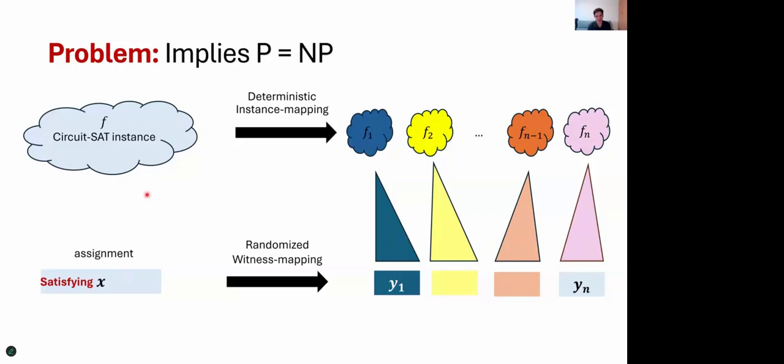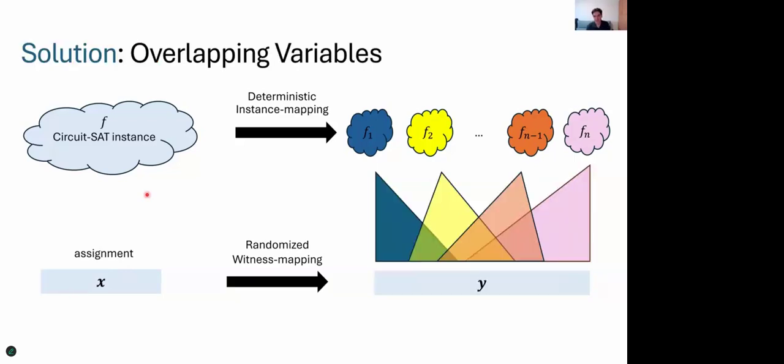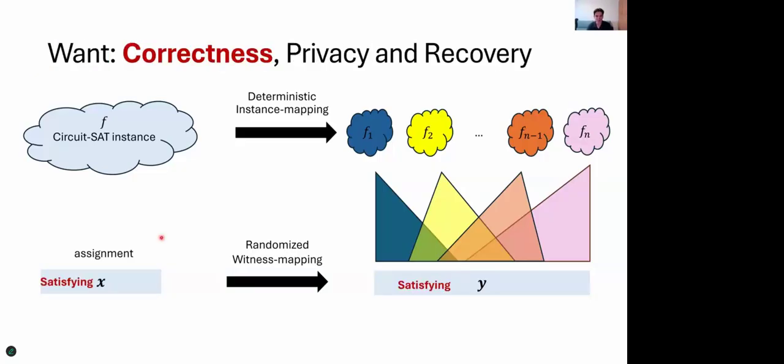So we have to change the definition to slightly relax it, and the idea is to introduce some correlation between these Fi's. So we cannot require Fi's that are independent. We want some correlation. The correlation is going to be achieved by requiring overlap between these variables. So we're going to have one set of joint variables, y1 up to ym, and each of these statements or circuits is going to look at some of these variables. Okay. And now we require the same properties as before. So correctness means that if X satisfies F, then Y satisfies all these Fi's.